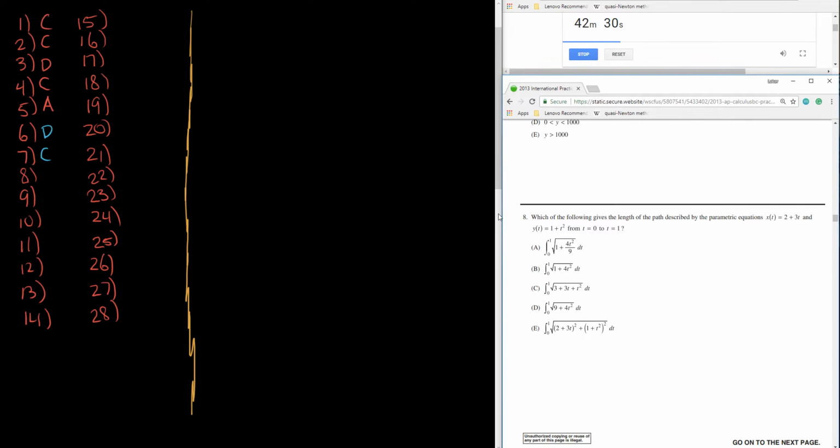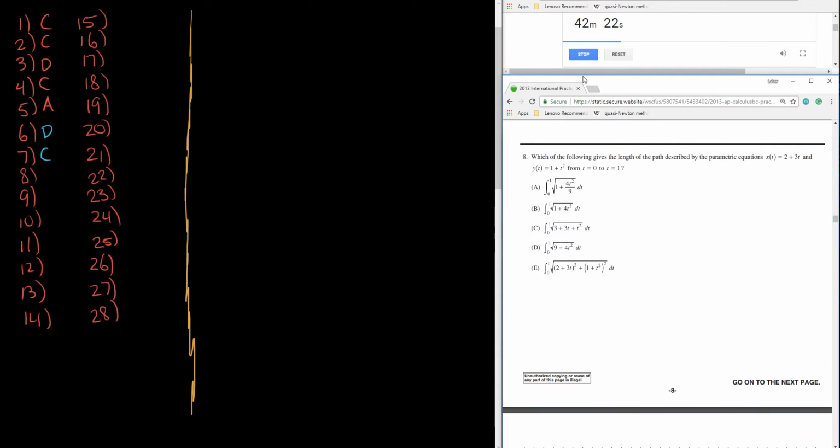All right, question 8. And we're making good time, by the way. If we're spending exactly 2 minutes a question, we would be at 41 minutes, so we're a minute ahead. Okay, well, let's try to put some extra time ahead of us still. So, which of the following is the length of the path described by the parametric equations x of t equals 2 plus 3t, and y of t equals 1 plus t squared?